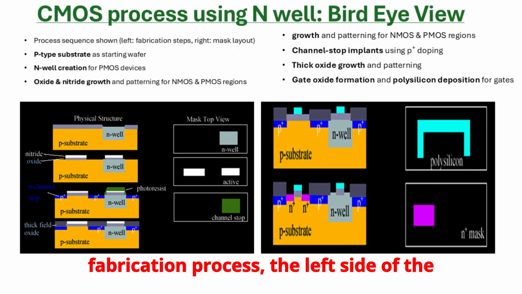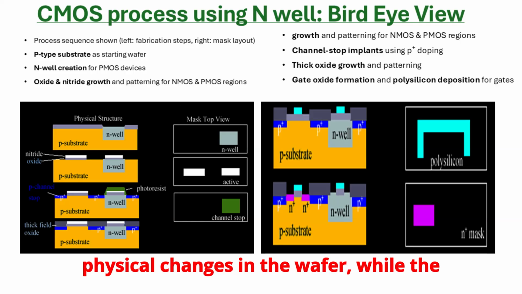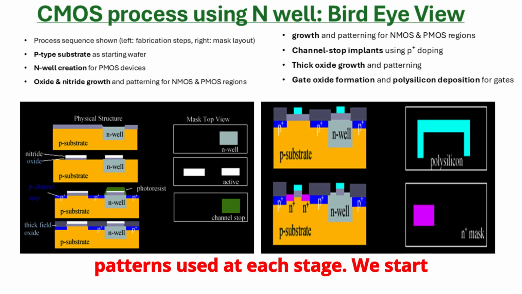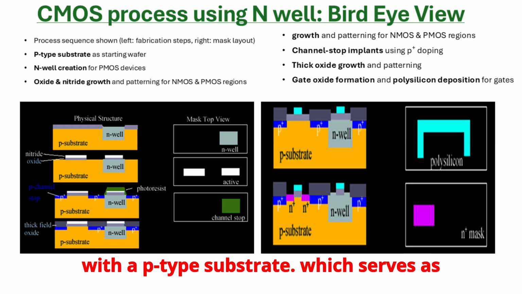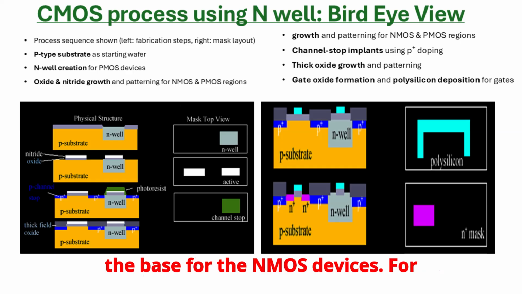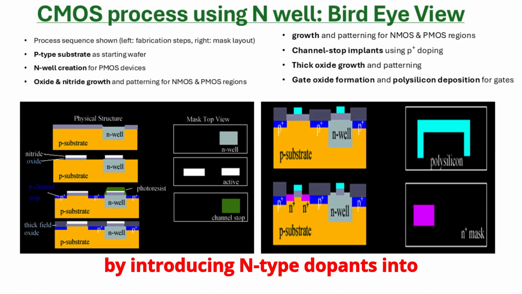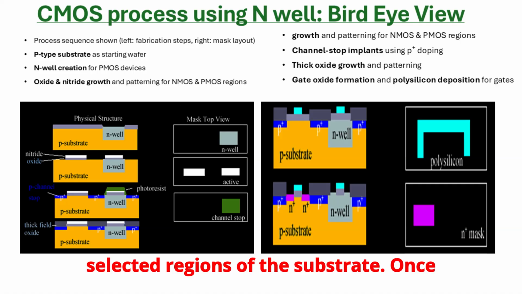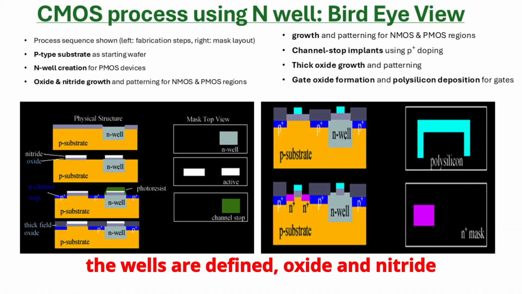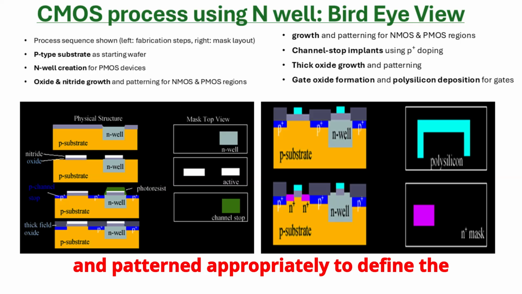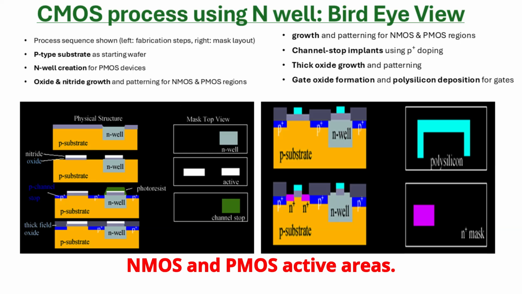In this CMOS fabrication process, the left side of the diagram illustrates the step-by-step physical changes in the wafer, while the right side shows the corresponding mask patterns used at each stage. We start with a P-type substrate, which serves as the base for the NMOS devices. For PMOS devices, an N-well is created by introducing N-type dopants into selected regions of the substrate. Once the wells are defined, oxide and nitride layers are grown over the wafer surface and patterned appropriately to define the NMOS and PMOS active areas.